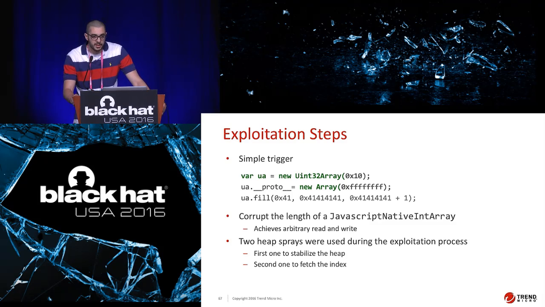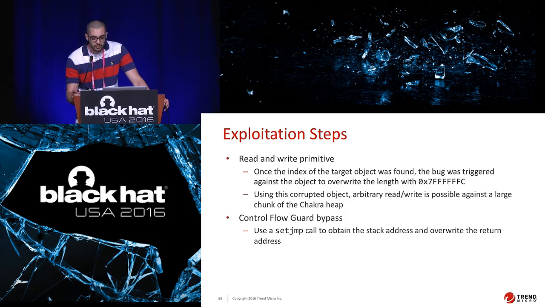As for exploitation, the technique that they used was just composed of corrupting the length of a JavaScript native int array. In their exploit, they used two sprays. The first spray was used to stabilize the heap, and the next spray was used to fetch the index of one of the objects they were able to write to. Once they actually get the index of the target object, they corrupted the length, and that's how they were able to achieve read and write. As for CFG, they use the same trick as Loki, which is calling setJump.